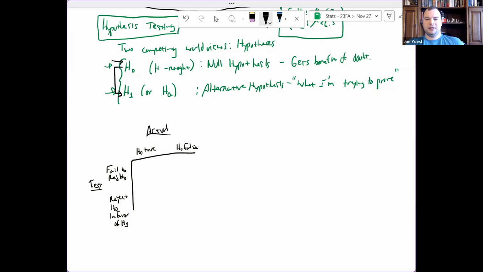Failing to reject the null, which is the one that gets the benefit of the doubt, the default, the status quo, just means that I didn't surpass the high bar required to switch to H1, the alternative. It just means I didn't pass that bar. So that's not to say that there's strong evidence in favor of H naught. It just means that we failed to reject H naught. We just failed to meet a high bar to overturn H naught.